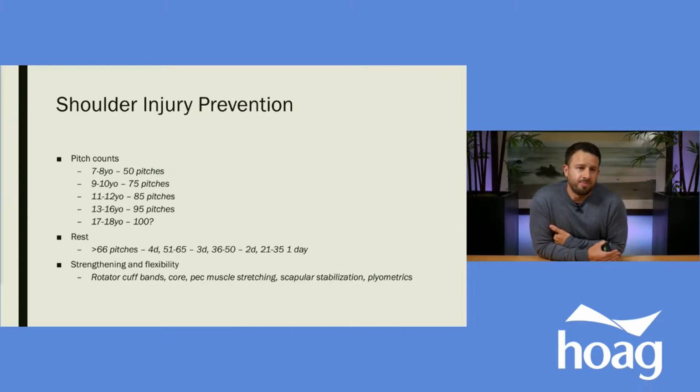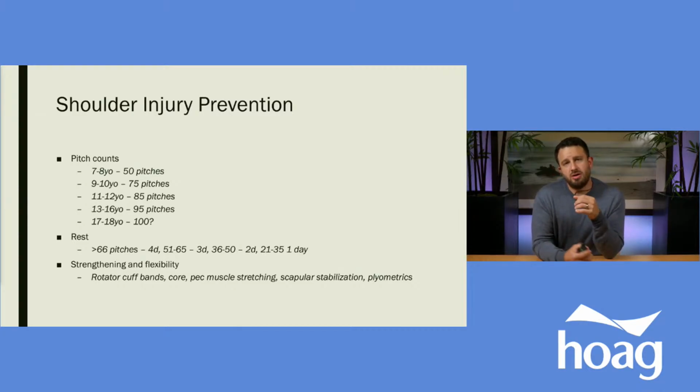So you can see, kids 16, 17 years old who still aren't skeletally mature should be very careful throwing anywhere around 100 pitches per game. And then going to the next bullet point, it goes into the rest period. If you're throwing over 66 pitches in a game, you need 4 days off between pitching outings. Around 50 to 65, 3 days, 35 to 50, 2 days, and then 20 to 35, 1 day off between pitching.